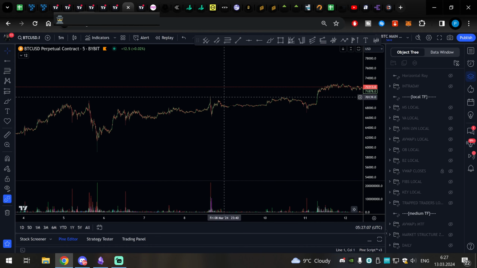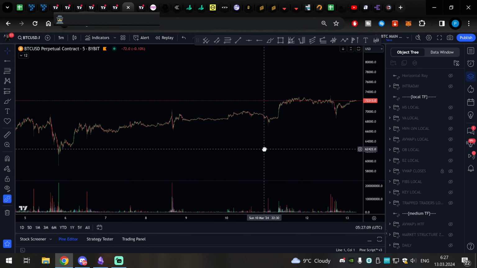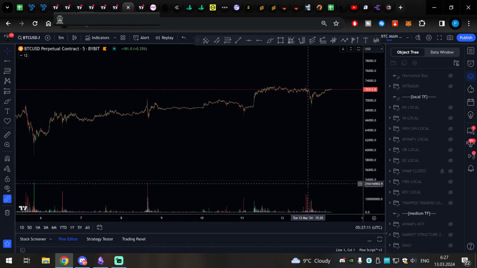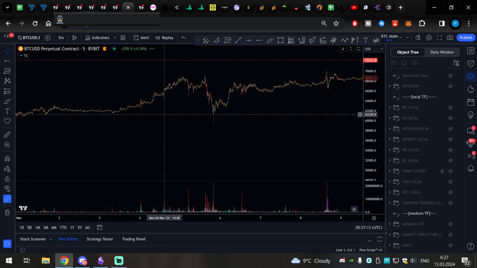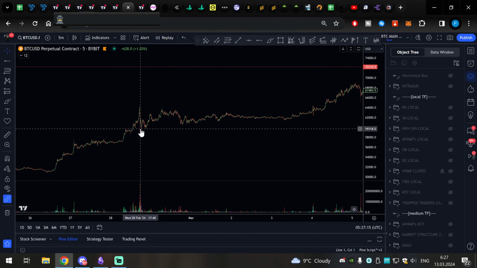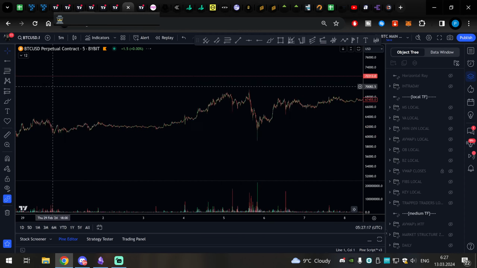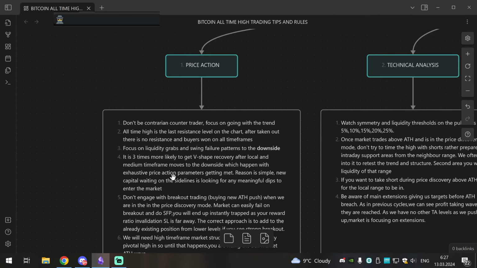Look here, big dip, move to the upside. Volume spike, big move to the upside. Big sell-off, moves to the upside. Yet again in the past. Yet again, same thing, okay? Capital is waiting, so this rule is working great. You just need to apply this. This is statistical knowledge, yeah?